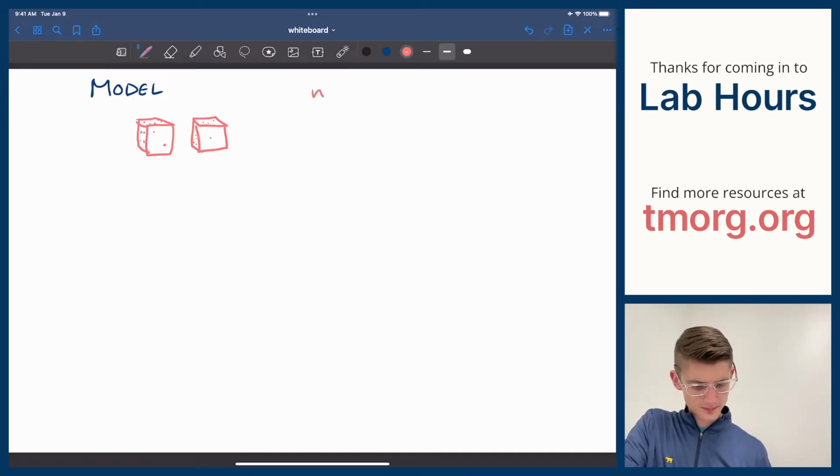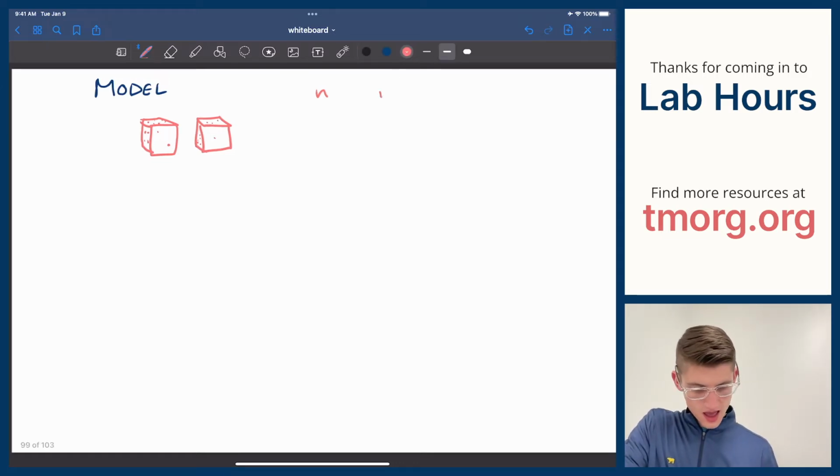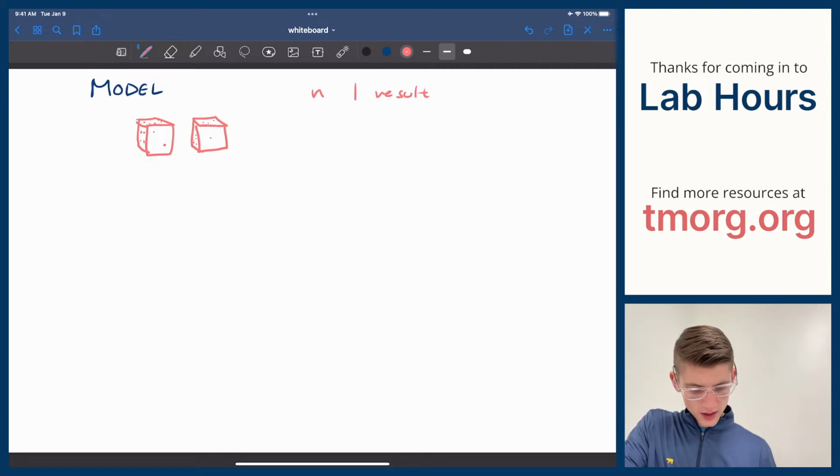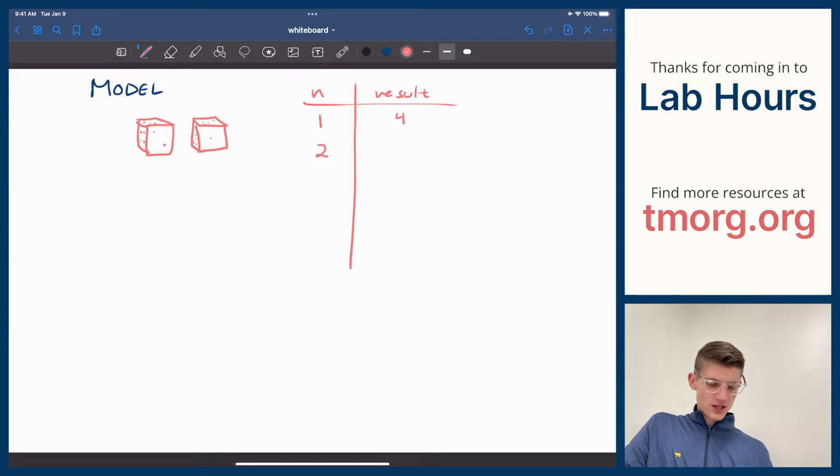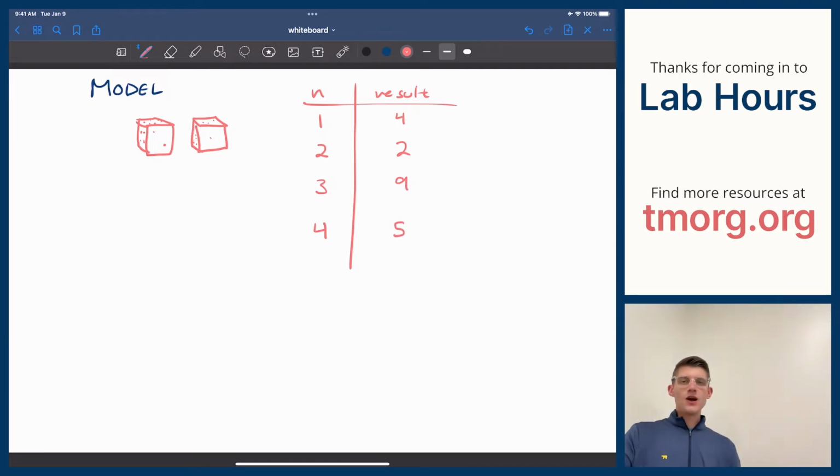So let's roll the dice a bunch of times and see what we could predict as the average. The first dice roll, maybe you get a 4. Then the second dice roll, you get a 2. Crazy, snake eyes. Then the third dice roll, you get a 9. And then the fourth dice roll, you get a 5. Something like that. What's your best guess at the average at this point?